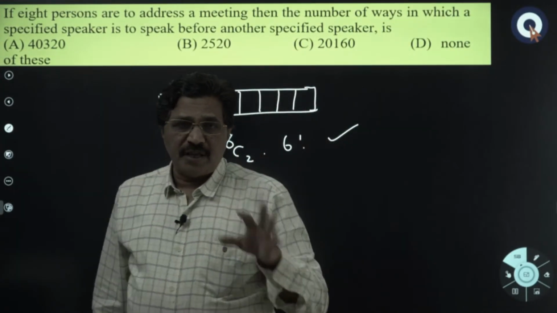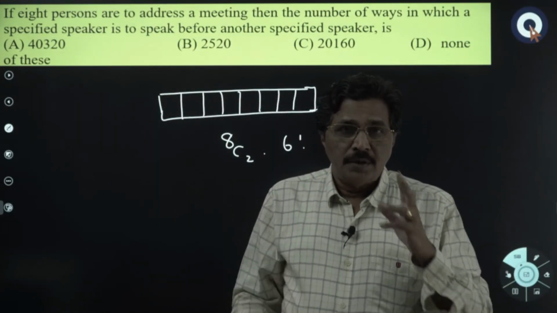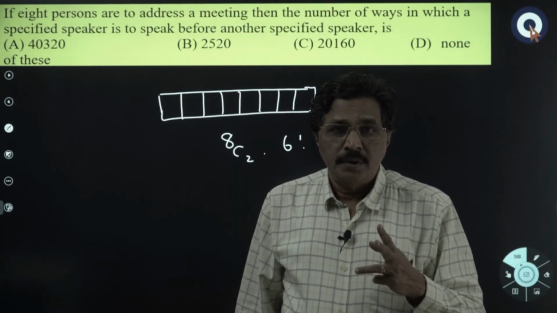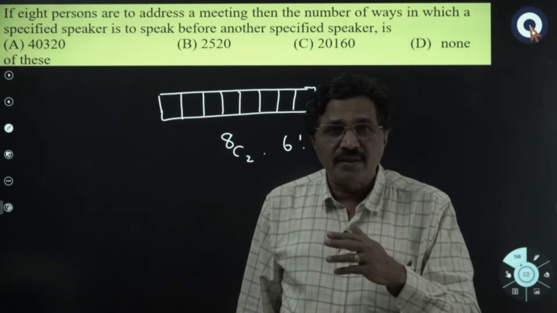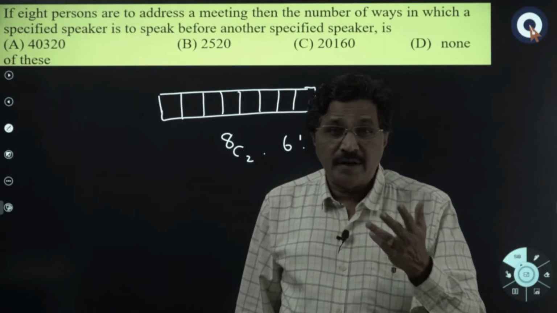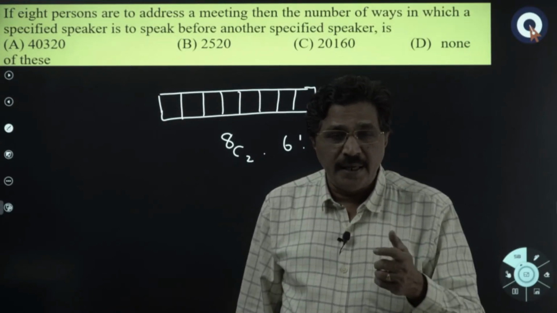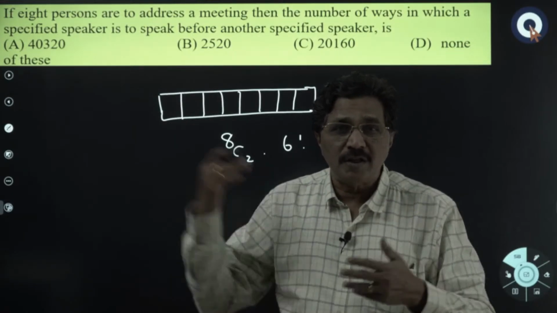So I repeat once again, there are 8 positions, and out of the 8 positions, select only 2 positions. That can be done in 8C2 ways. So whenever you select 2 positions, it can be first and second, it can be first and third, it can be second and seventh, whatever. If it is second and seventh, the second position is taken by A and the 7th position is taken by B, so that A is always before B.